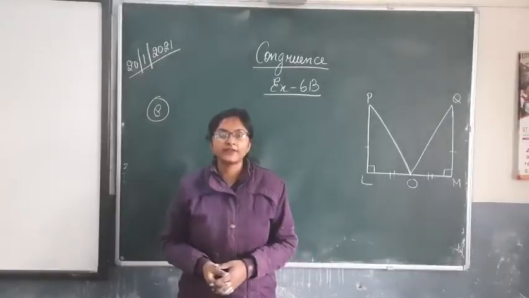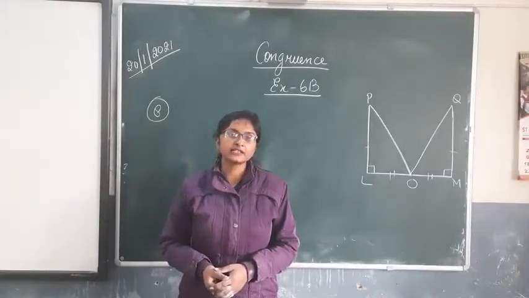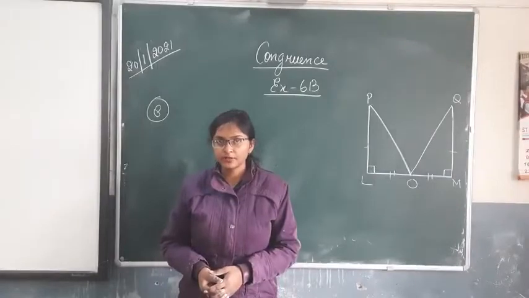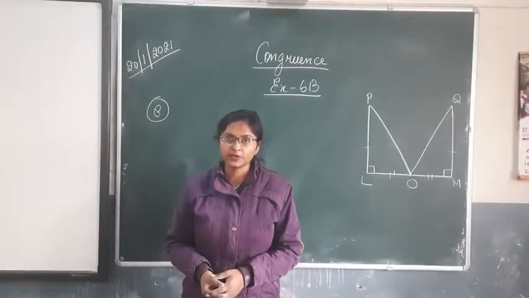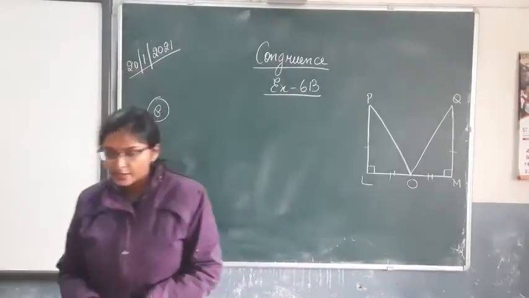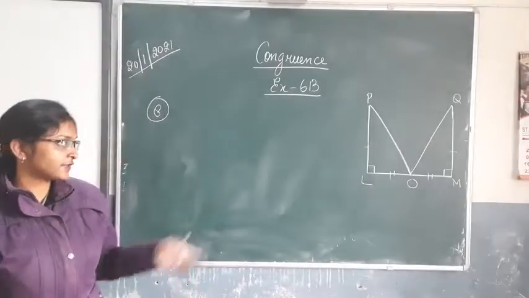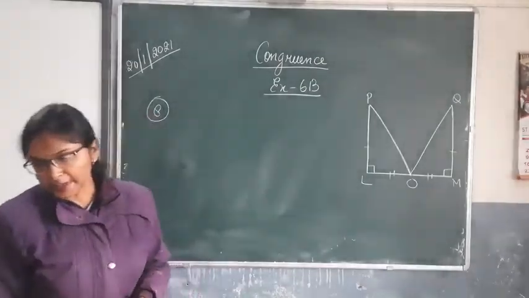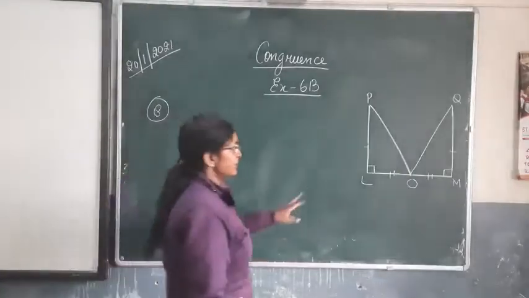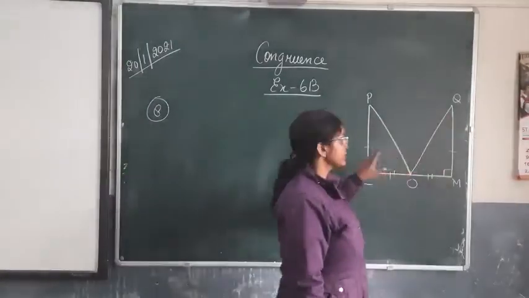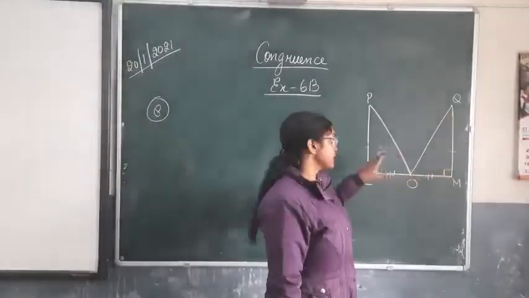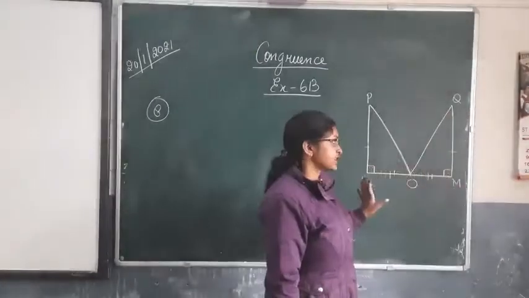Good morning class 7. So today we will start this video with question number 8 of exercise 6B. In the adjoining figure, LP is equal to MQ. Here a single dash is made, that means these two sides are equal to each other.